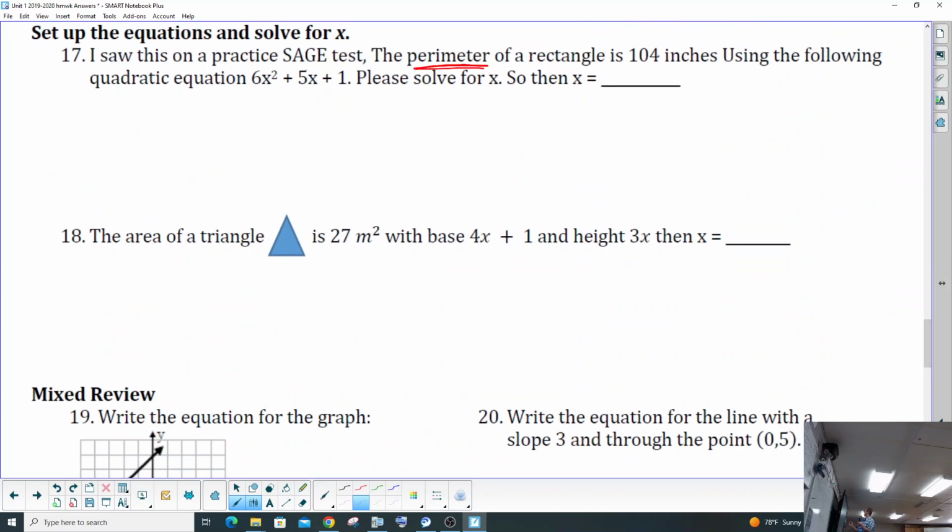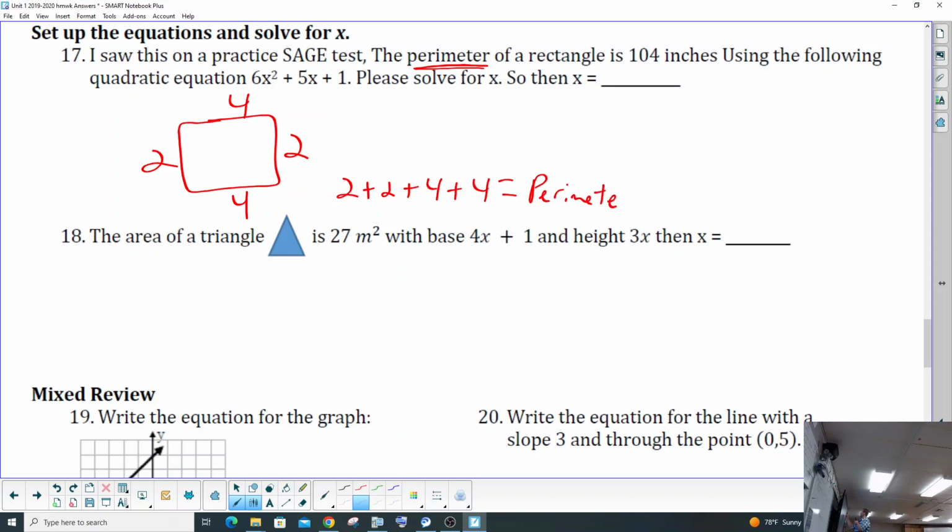So that was actually a lot of help. Okay, nice. I think you'll be fine with 13, 14, 15, 16. On the back side, don't forget the perimeter of a rectangle, which is 104 inches. Perimeter means adding all the way around. So if this is 2 and this is 2 and this is 4 and this is 4, you would do 2 plus 2 plus 4 plus 4. That's your hint, then set it equal to the perimeter.